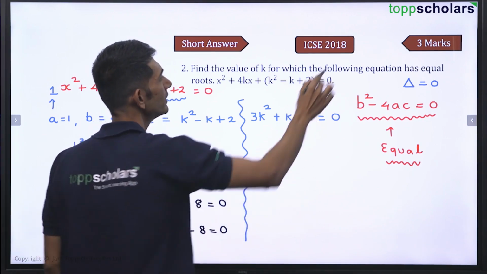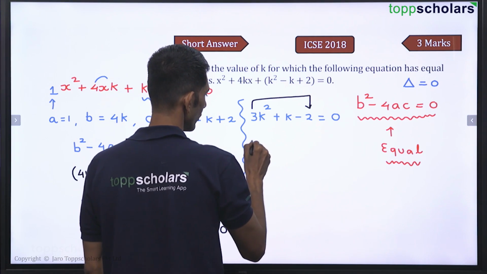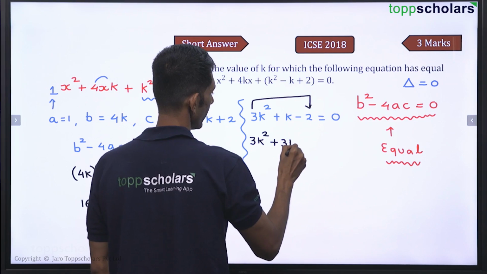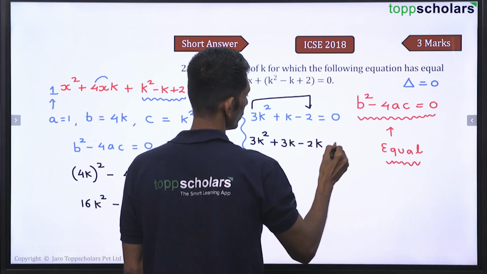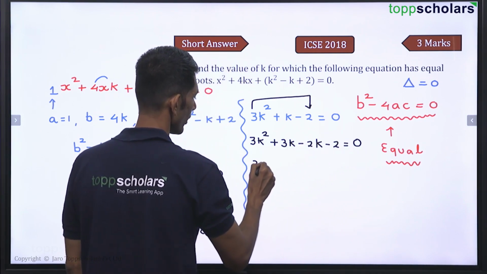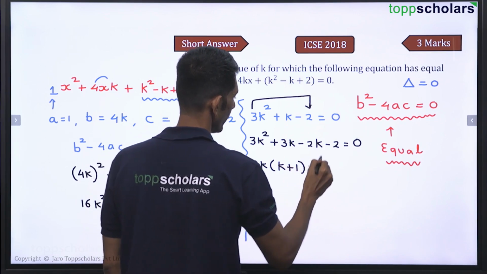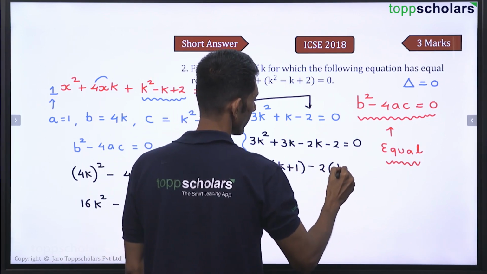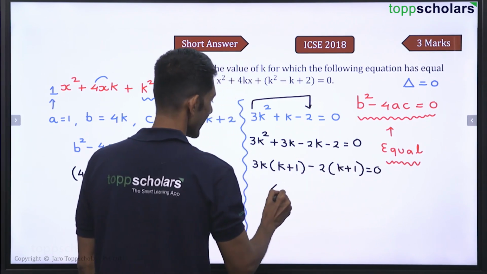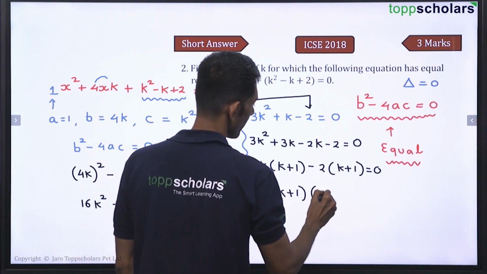Now we can split the middle term. So this is 3 into minus 2, that is minus 6. So you get 3k square plus 3k minus 2k minus 2 is equal to 0. So 3k you can take common, I get k plus 1. Minus 2 you can take common, I get k plus 1. So again I get k plus 1 and then I get 3k minus 2.